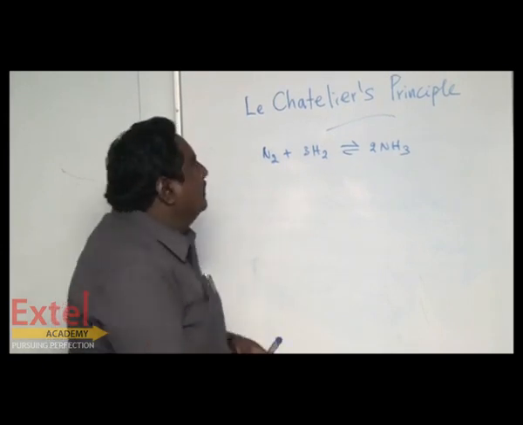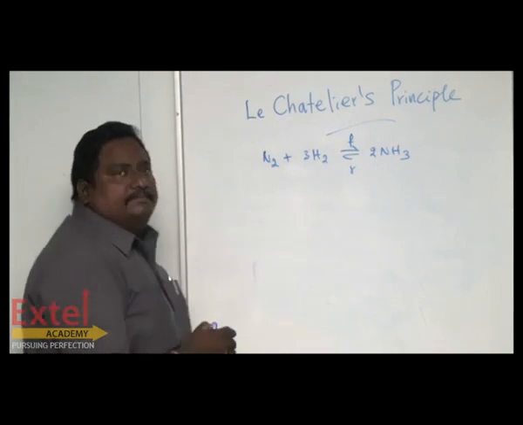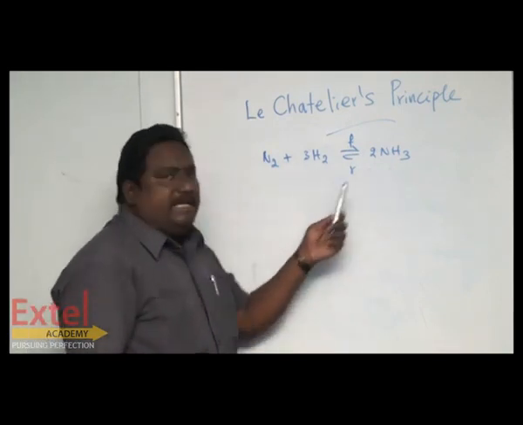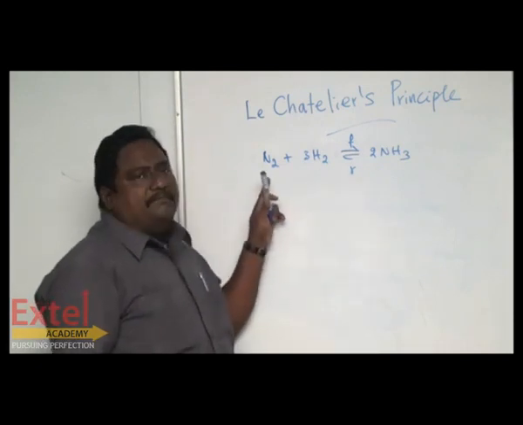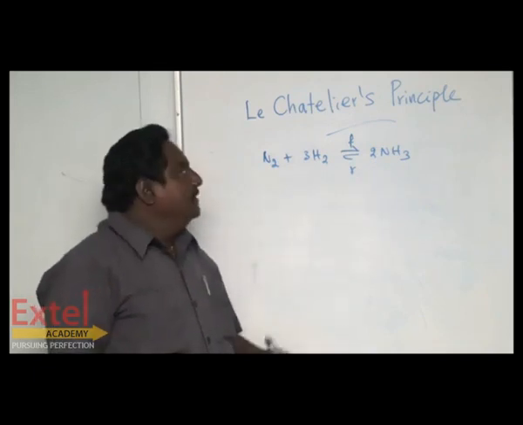Children, it's a forward reaction and a reverse reaction. Nitrogen combining with hydrogen to form ammonia is the forward reaction. Ammonia dissociating to form nitrogen and hydrogen is the reverse reaction.